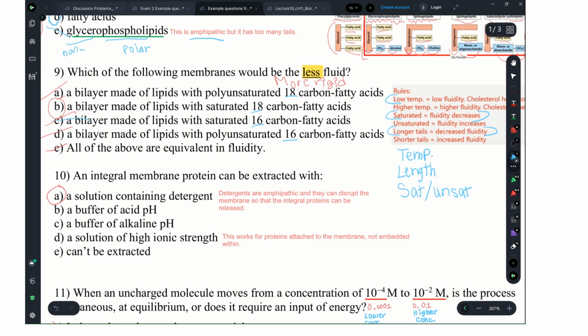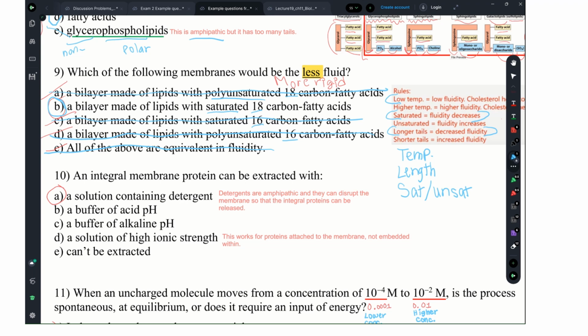So we immediately cancel out the 16. And then we know that we want saturated, because saturated decreases fluidity. So here we have saturated and we have unsaturated, so we definitely can get rid of the unsaturated. And all of the above are equivalent in fluidity. We can delete that because we know that's not true. And so by the process of elimination, B is our answer.